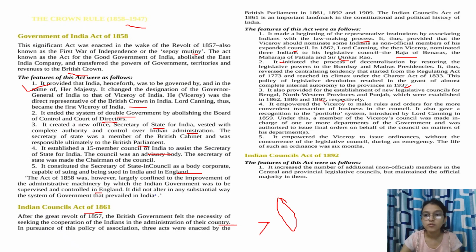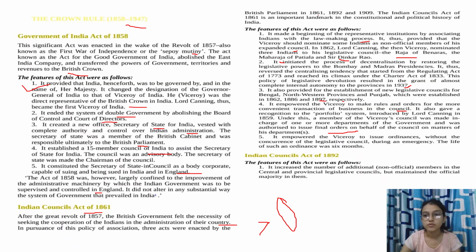It empowered the Viceroy to make rules and orders for the more convenient transaction of business in the council. It also gave recognition to the portfolio system introduced by Lord Canning in 1859. Under this, a member of the Viceroy's Council was put in charge of one or more departments of the government and was authorized to issue final orders on behalf of the Council on matters of his department.